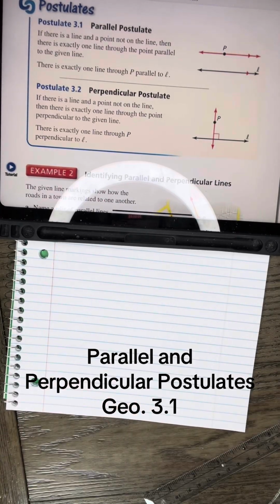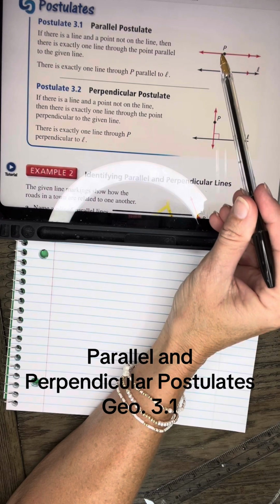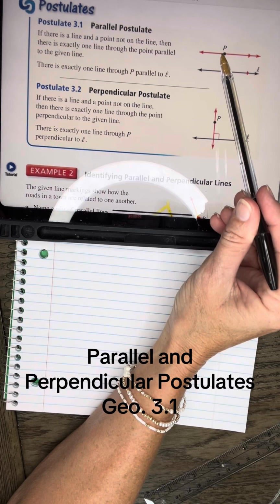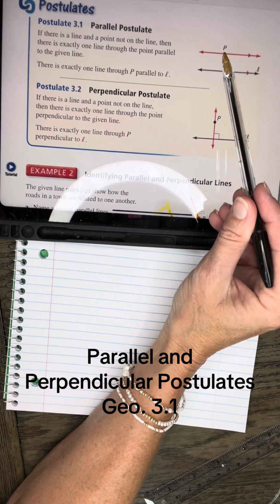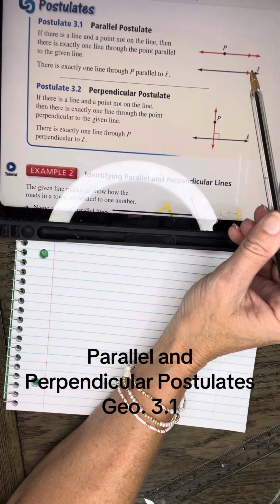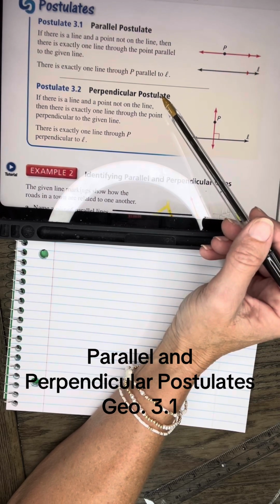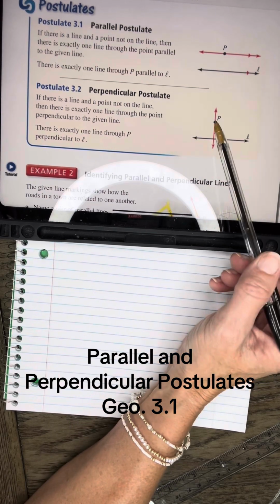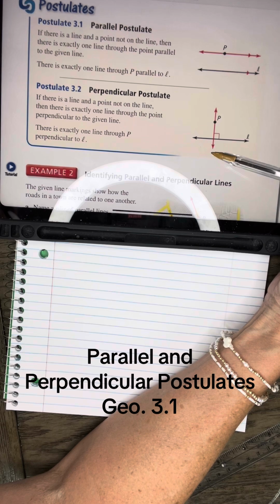The parallel postulate: if there's a line and a point, like this P, not on the line, then there is exactly one line through point P that will be parallel to L, just one. And the perpendicular postulate is similar. If there's a line and a point not on the line, then there's exactly one line going through that point that will be perpendicular to the given line.